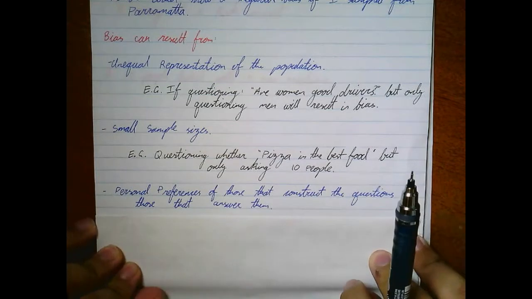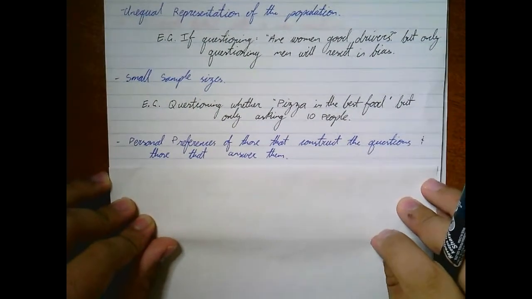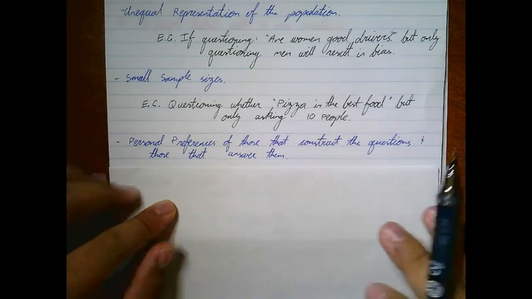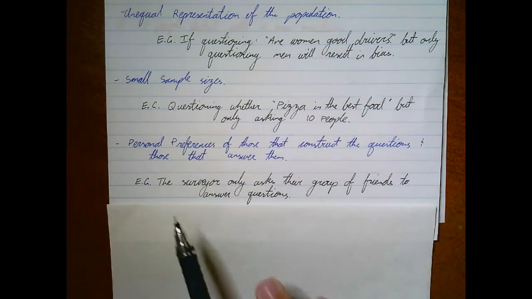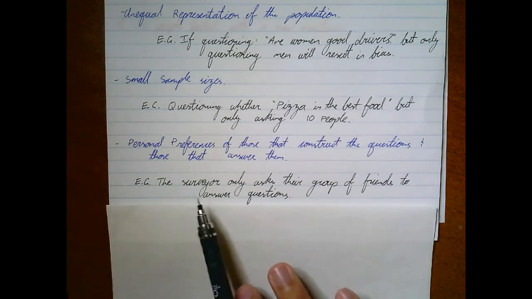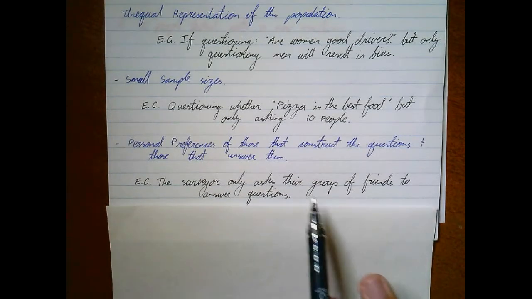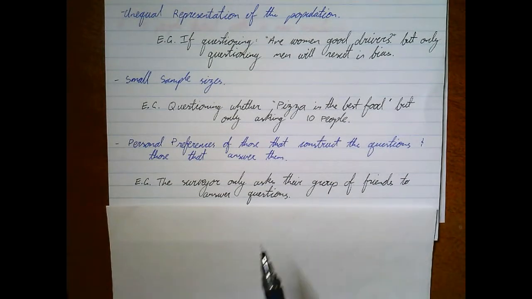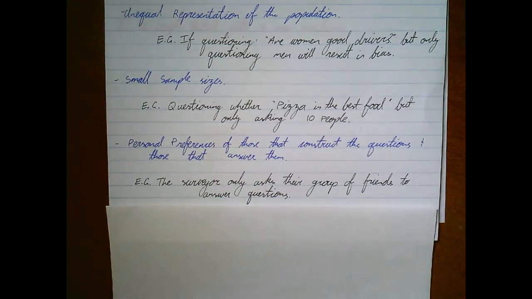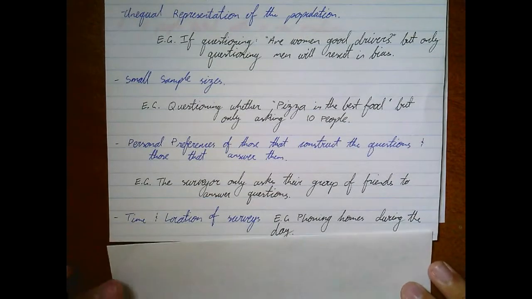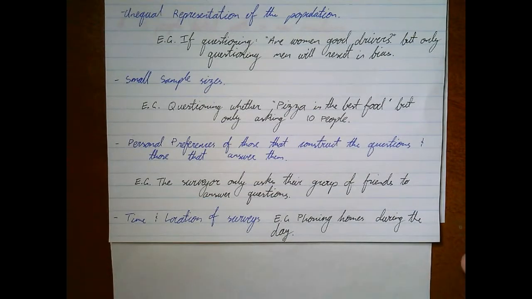There could also be personal preferences of those that construct the questions and those that answer them. So, for example, the surveyor only asks their group of friends to answer questions. Well, if the person asking the questions asks only their friends, you can clearly see that the results could be very, very biased. And finally, time and location of surveys.